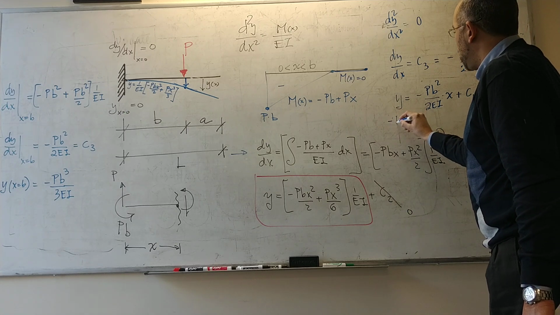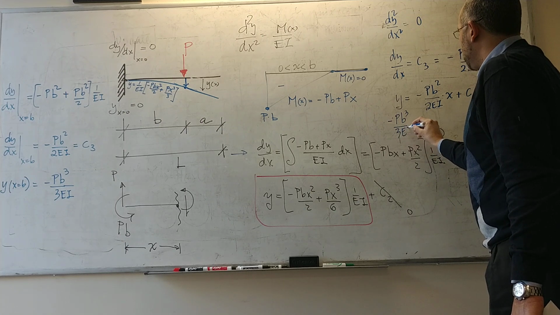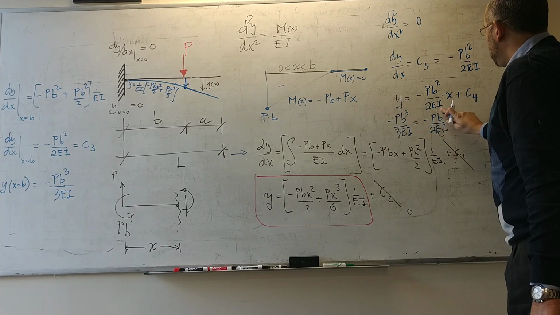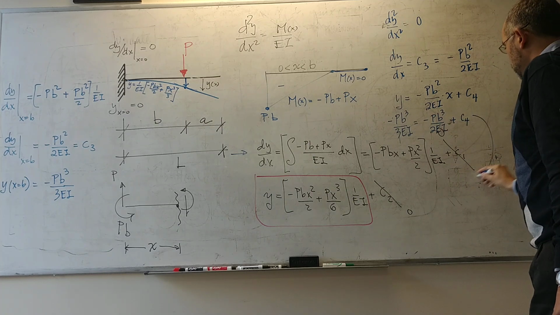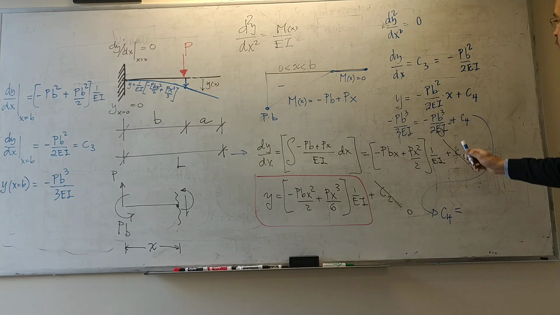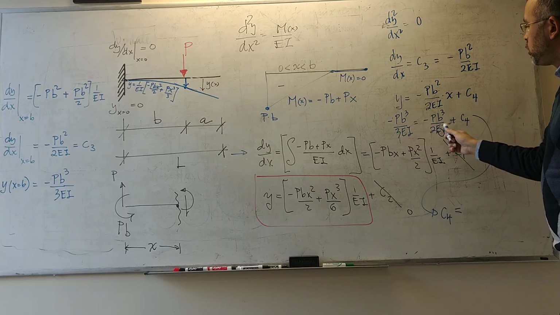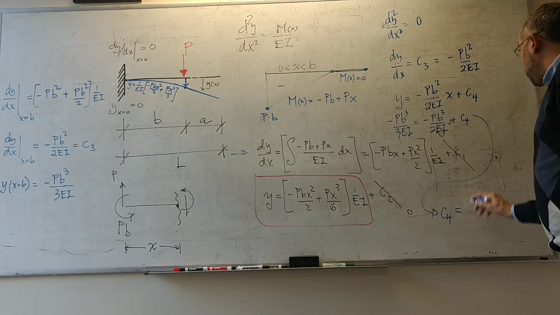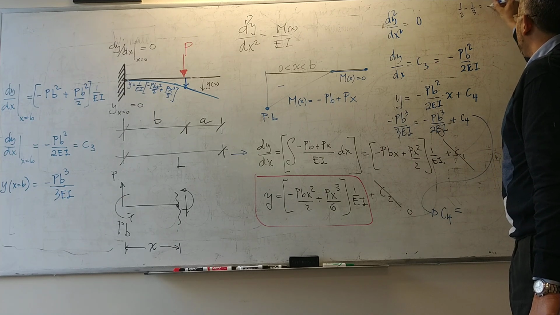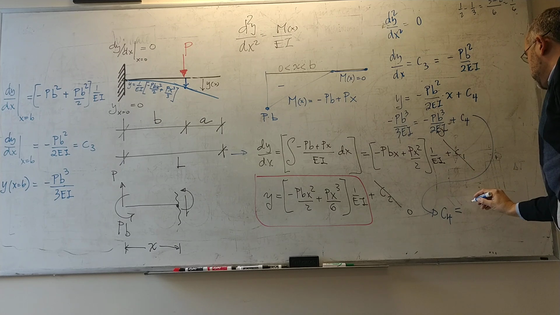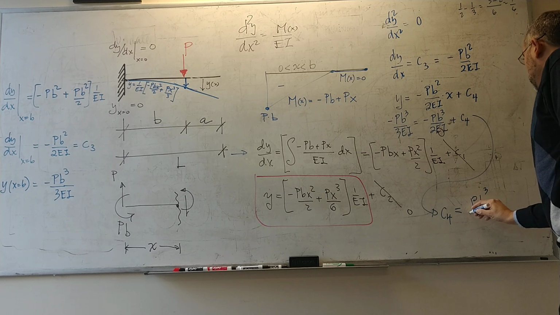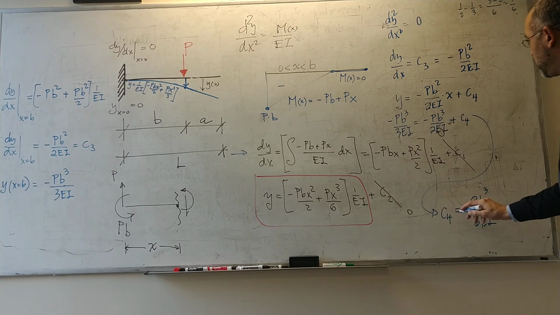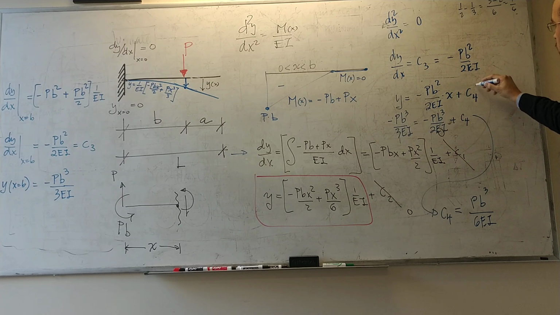We get minus Pb cubed over 3EI equals minus Pb squared over 2EI times b plus c4, which means that c4 equals minus Pb cubed over 3 plus Pb cubed over 2. So that's 1/2 minus 1/3. 3 minus 2, 1/6. So it's Pb cubed over 6EI. And with that, that goes in there, and we get the equation of y.